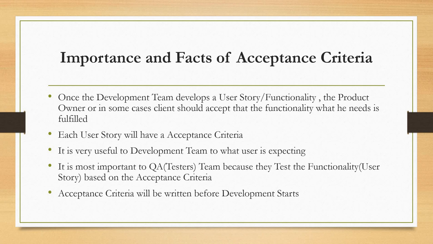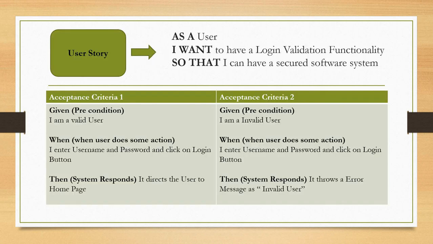Next, acceptance criteria will be written before the development starts. Generally, they avoid changes in the acceptance criteria once development starts, but in some cases, some changes do happen. Now, in the next slide, I'm going to explain to you the best format to write the acceptance criteria with an example.